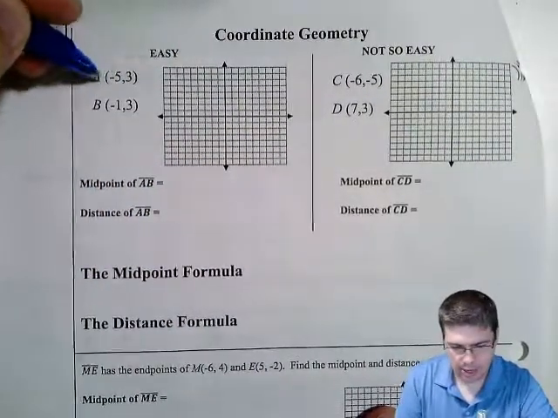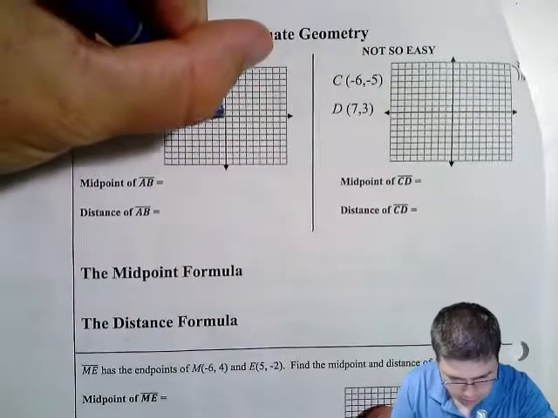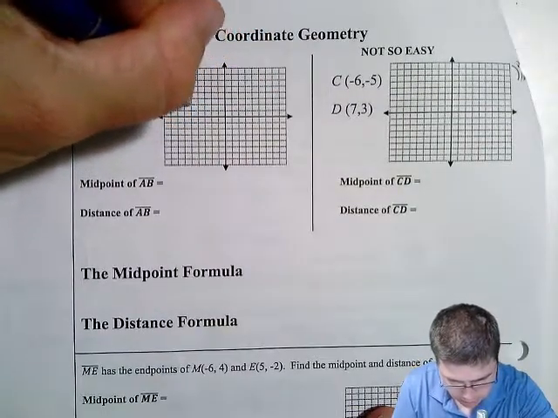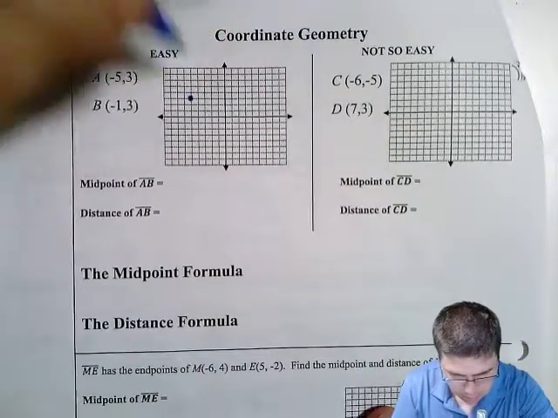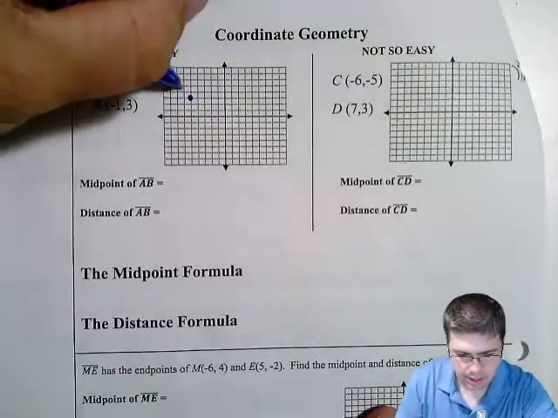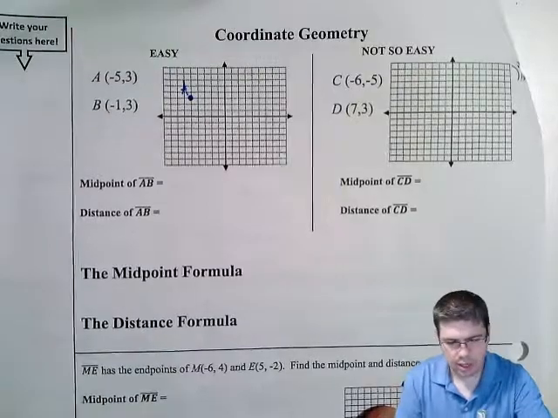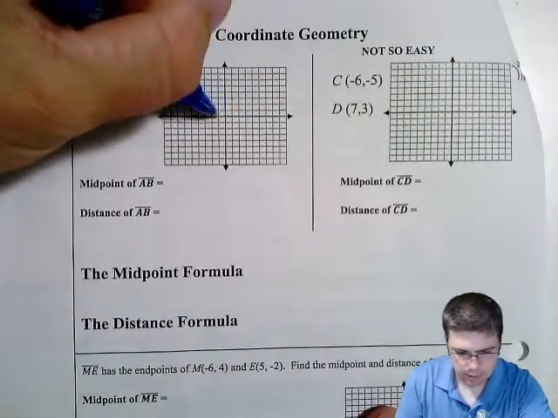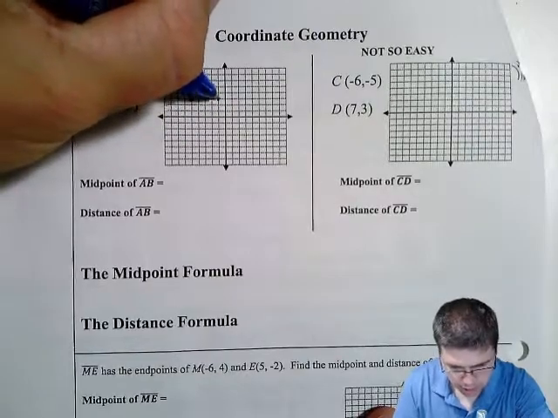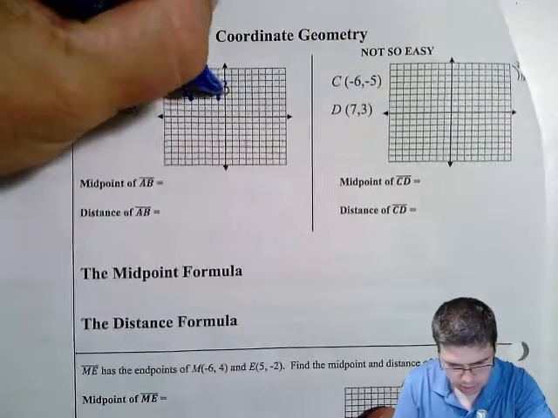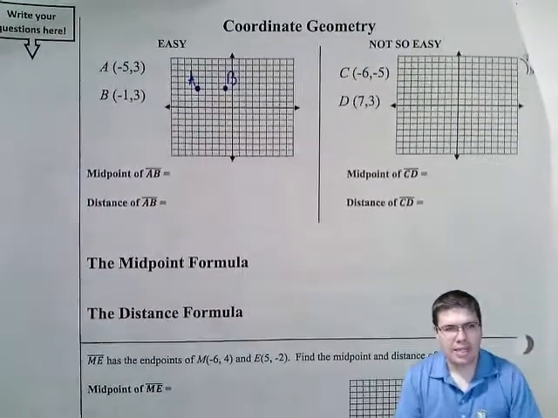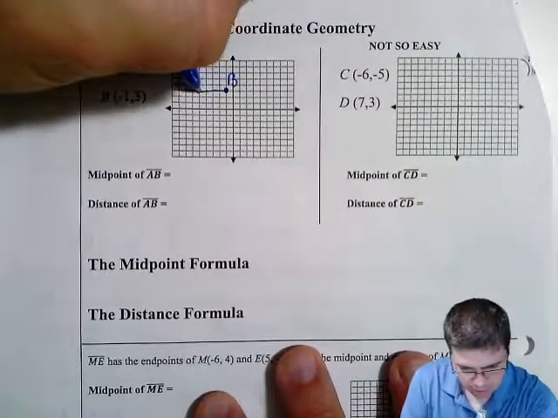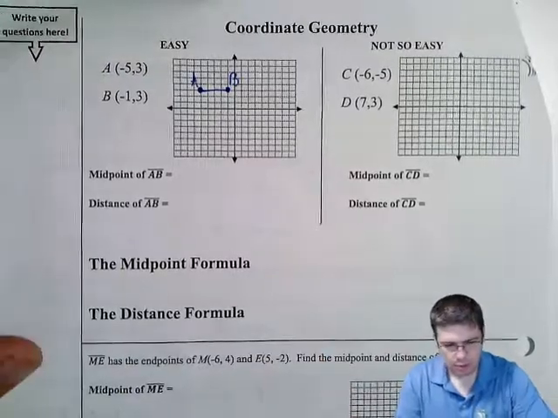So from A at this point, -5, 3. So 1, 2, 3, 4, 5 in the x direction, up 3. So we would have that point right there, A at -5, 3, and then we have B at -1, 3. So -1, up 3. So we've got that, and we're going to do a segment AB. So if you draw that on there, that's segment AB.